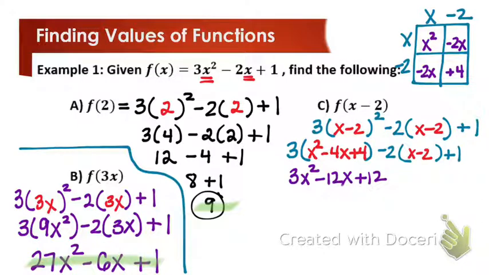And then negative 2 times x would be negative 2x. What about negative 2 times negative 2? Plus 4. So now you have multiplied. The last step is to look for like terms.